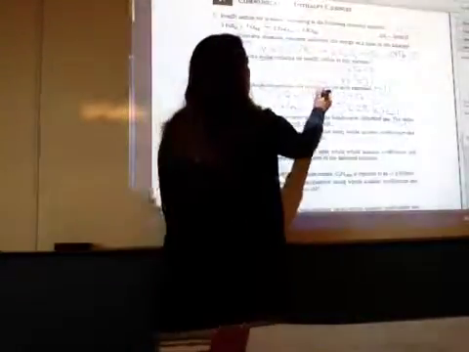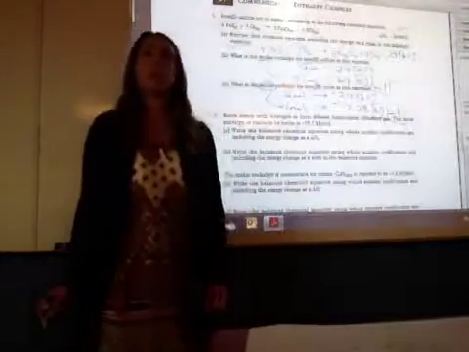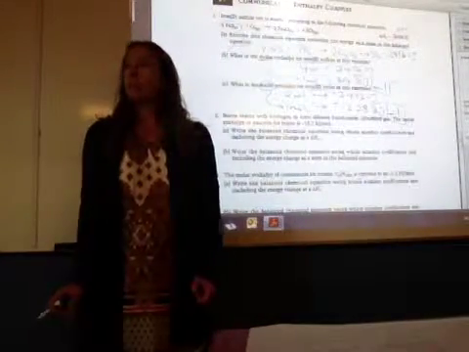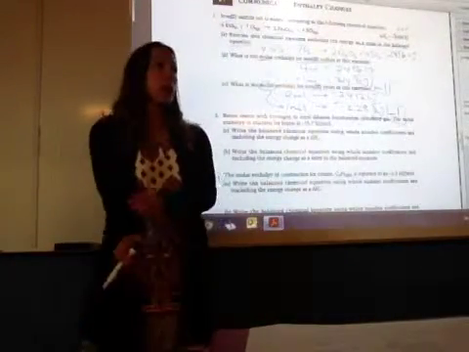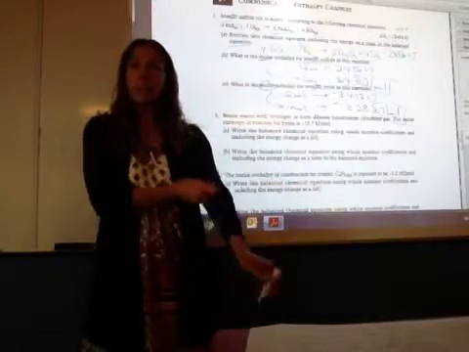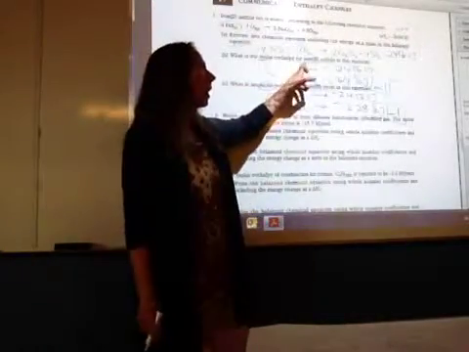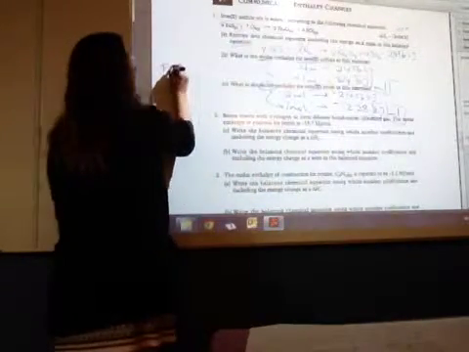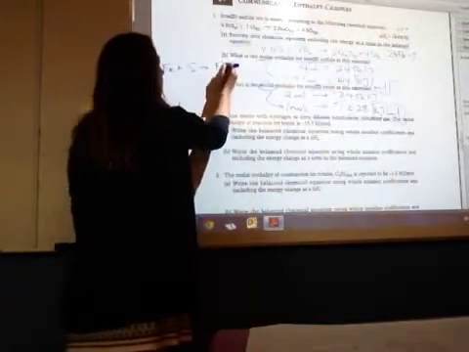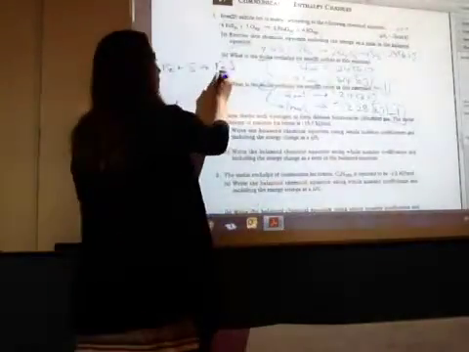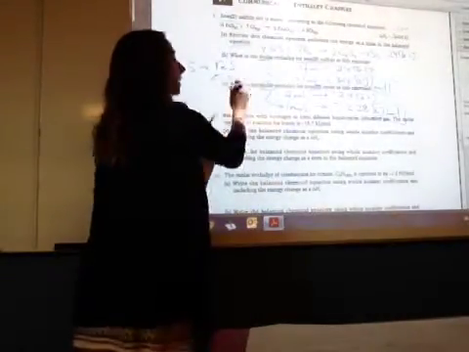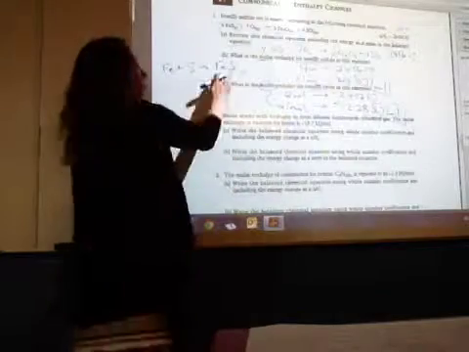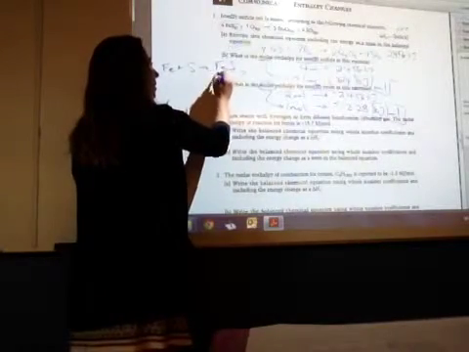Why can't you look these up in the data booklet? Different reactions. It's a different reaction. What reaction's in your data booklet? Formation. And so if I look up iron 2 sulfide in my data booklet, I'm looking up iron plus sulfur, iron 2 sulfide. And how much energy does that take? Or we don't put energy anymore, but we put delta H.